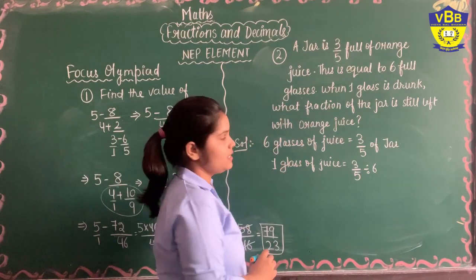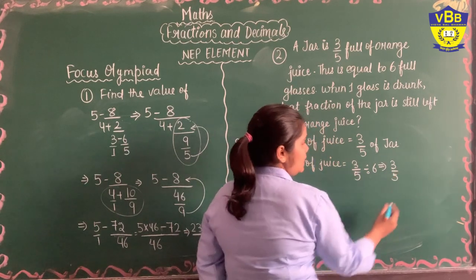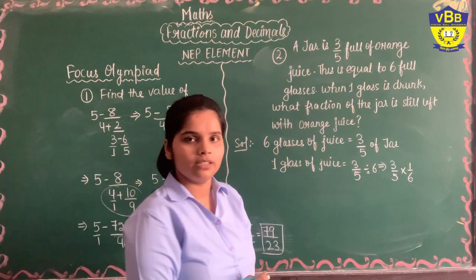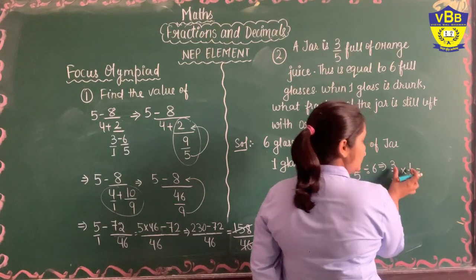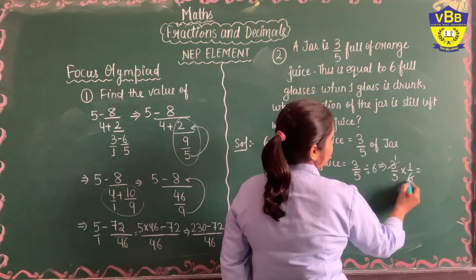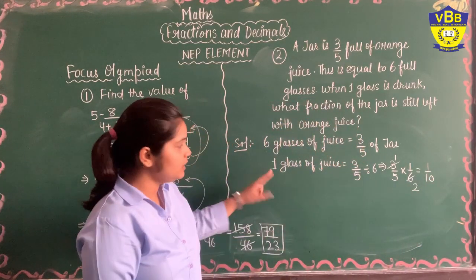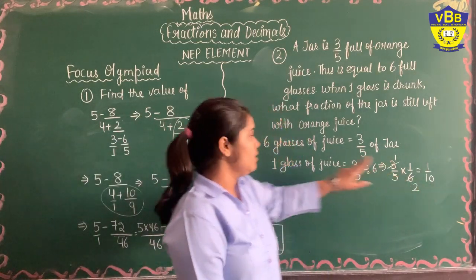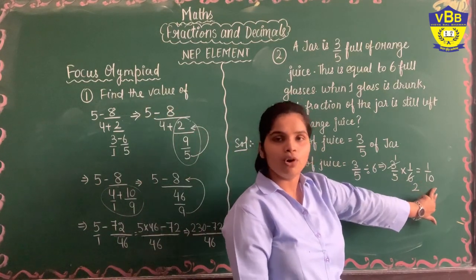To divide it by 6, we take the reciprocal of the second number. So 3 by 5, divide will become multiply, and the reciprocal of 6 will be 1 upon 6. Now find the product. You will multiply the numerators, or you can simplify here, 3 1s are 3, 3 2s are 6. It will give you 1 upon 10. That means 1 glass of juice is the 1 by 10 part of the jar. 1 glass of juice has been drunk, and that equals 1 by 10 part of the jar.